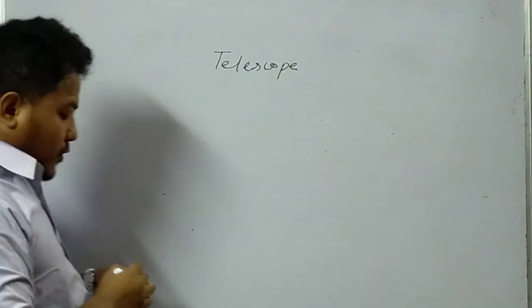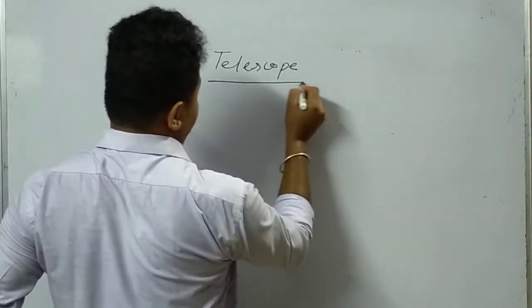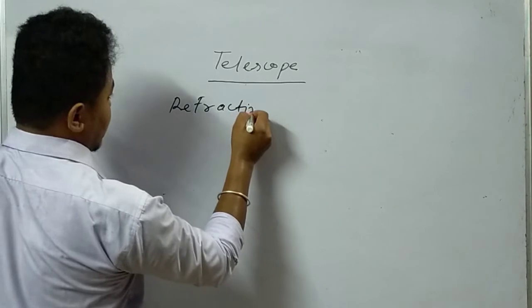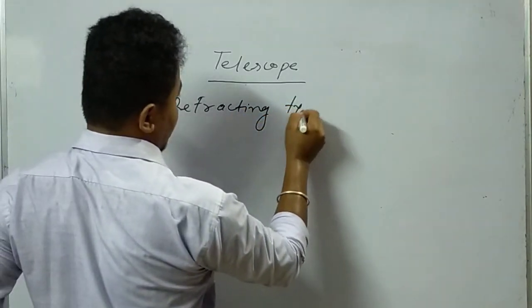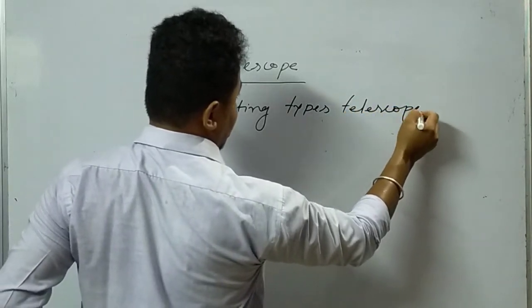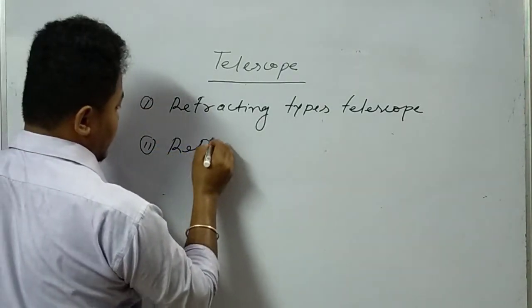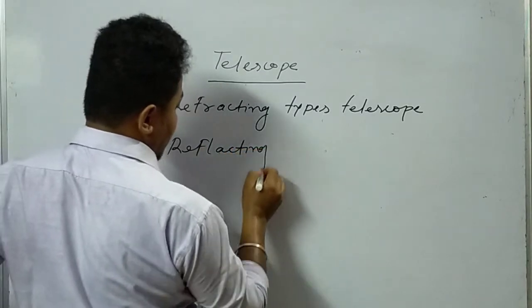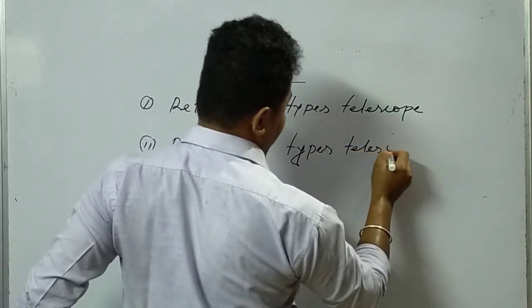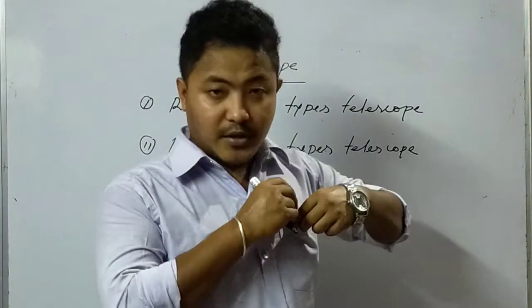Telescope, and we'll discuss two types of telescope in your class 12 standard physics. One is the refracting type telescope, and the second one is the reflecting type telescope. So these two types of telescope we will discuss as far as your class 12 physics syllabus is concerned.